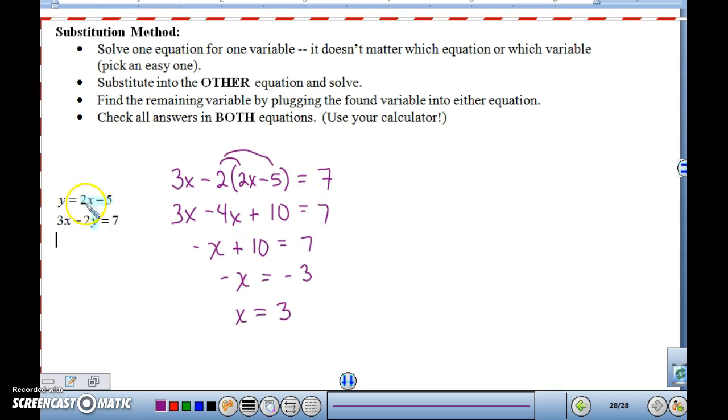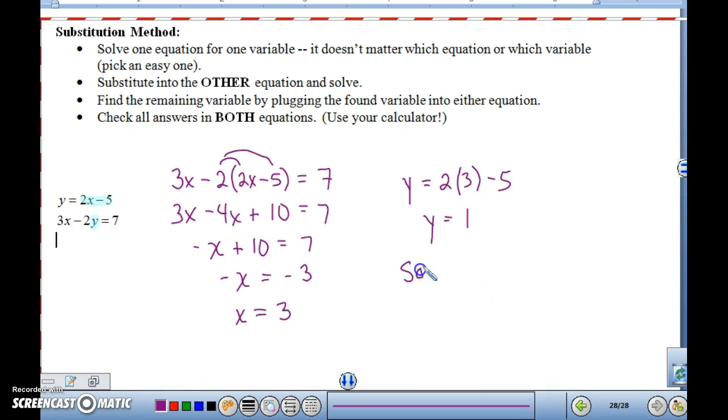Now, don't forget, we also have a y here. We have to find the remaining variable by plugging the found variable into either equation. Well, I'm going to use the y equals one because that's handy. Y is equal to 2, we know what x is, 3 now, minus 5. 2 times 3 is 6, minus 5. So y is going to equal 1. When we solve this equation, x is 3 and y is 1 is my solution.